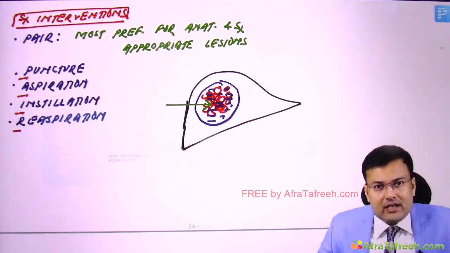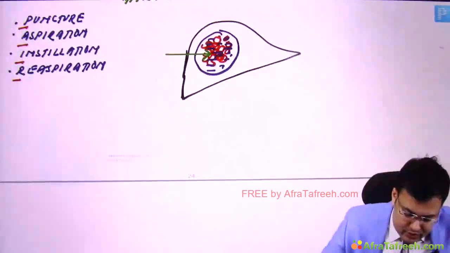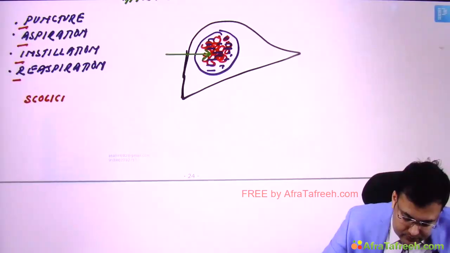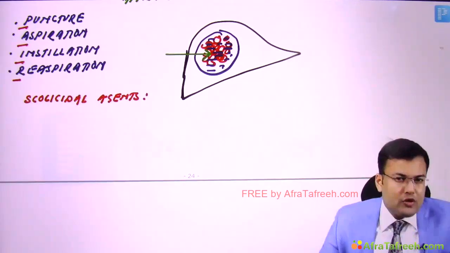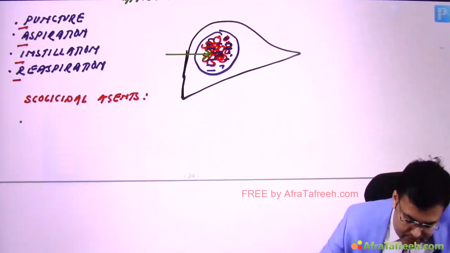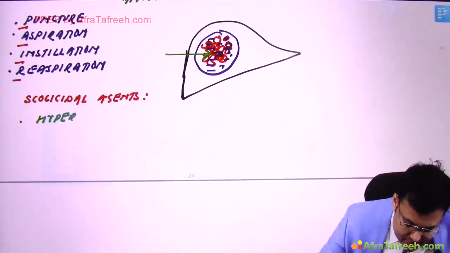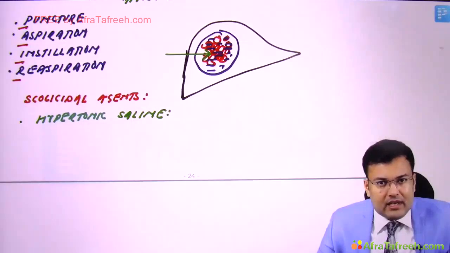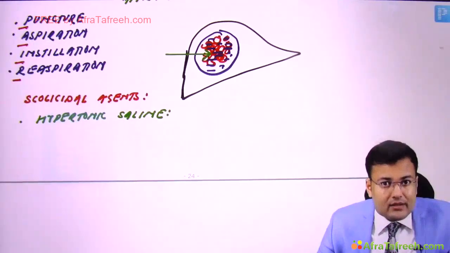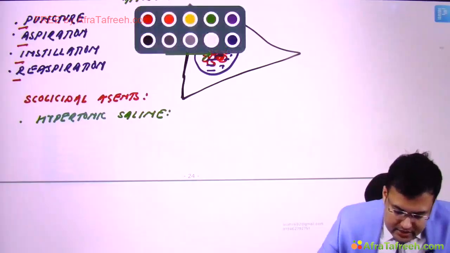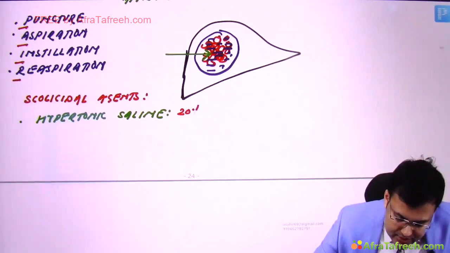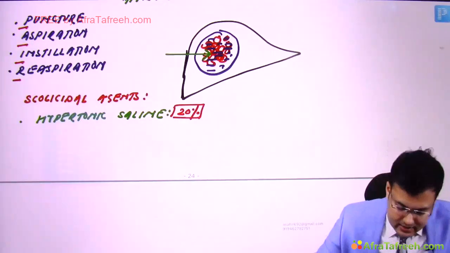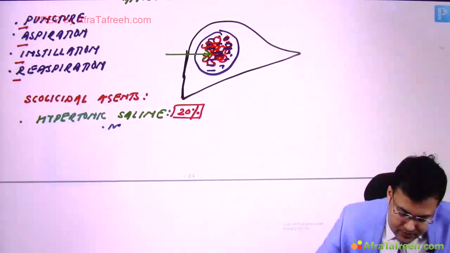So what are the scolicidal agents used? The most commonly used scolicidal agent is hypertonic saline. The hypertonic saline used for IV infusion is 3%, but the hypertonic saline used as scolicidal agent is 20%. So see, it's not 3%, it's 20. And this is the most commonly used.